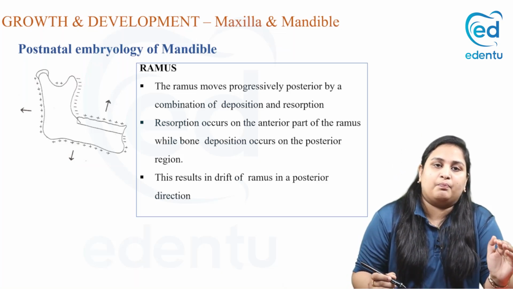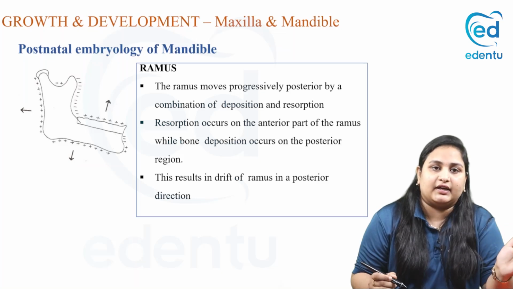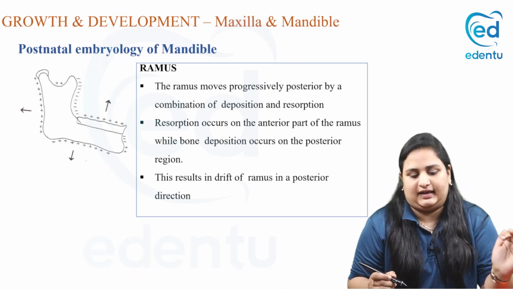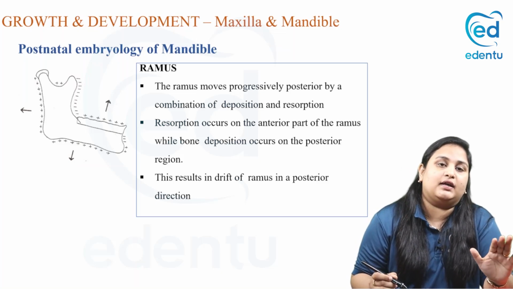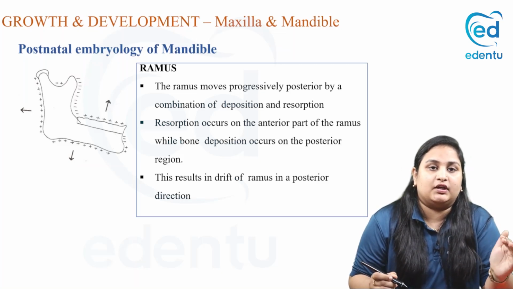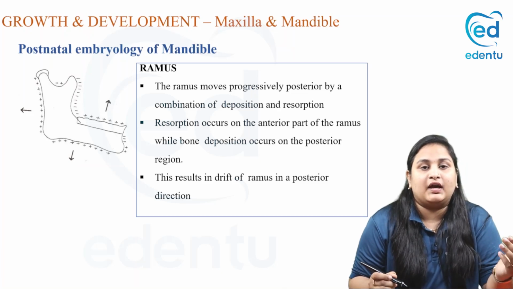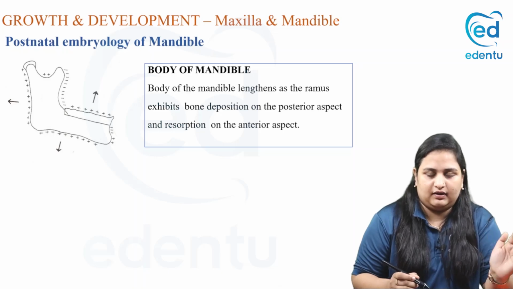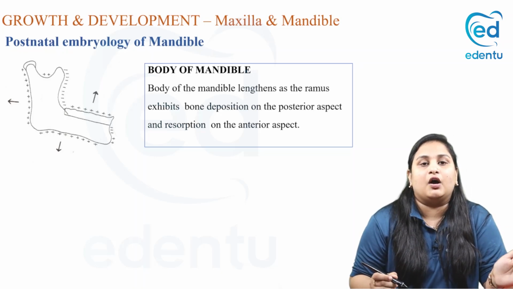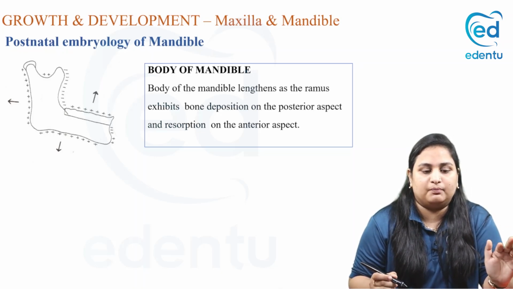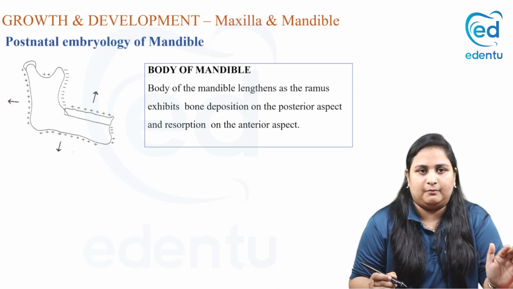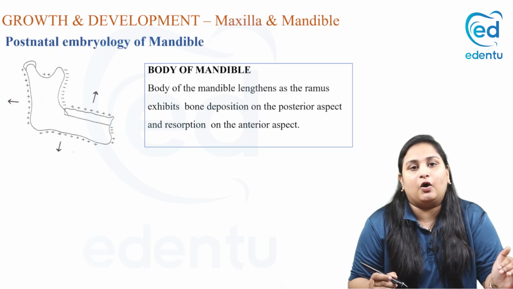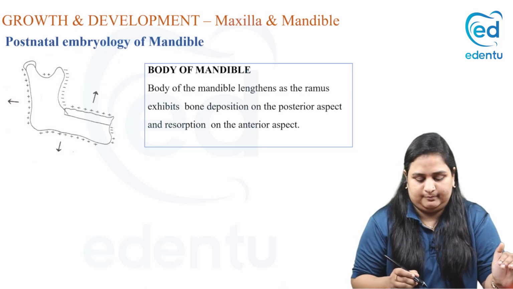The ramus grows posteriorly and then drifts the growth in the anterior direction. So here there is the process of remodeling in which deposition is happening posteriorly and resorption is happening anteriorly. So the slow drift in the ramus is a cumulative factor for the growth of mandible. Lengthening of the ramus also plays an important role in setting the overall length of mandible.